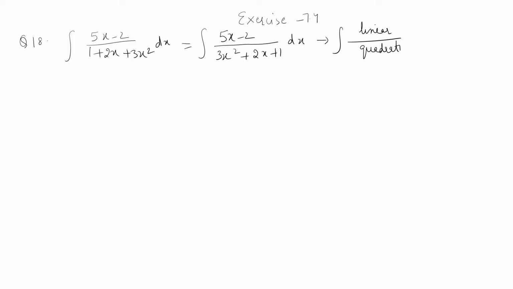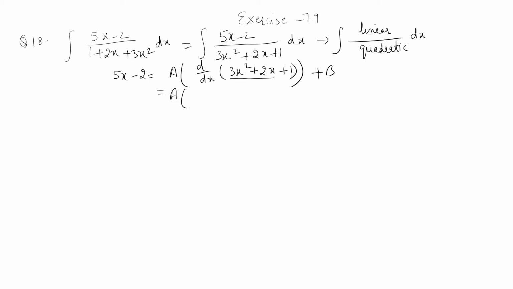So what I need to do, the process we know, I need to put the linear, that means 5x minus 2, as a times d/dx of the denominator. Denominator means my quadratic only, 3x square plus 2x plus 1, plus b. You can take lambda and mu in place of a and b also. So a times d/dx of denominator plus b. Now let's solve it to get the values of a and b.